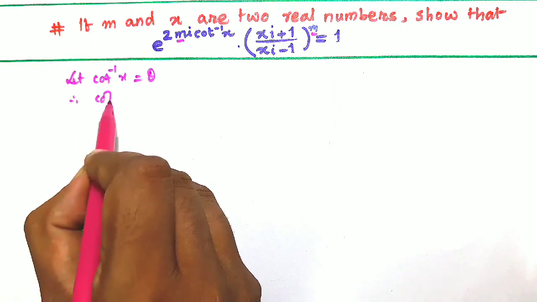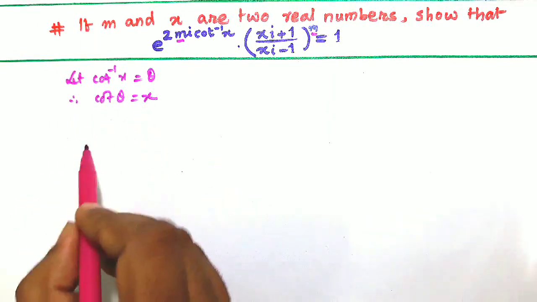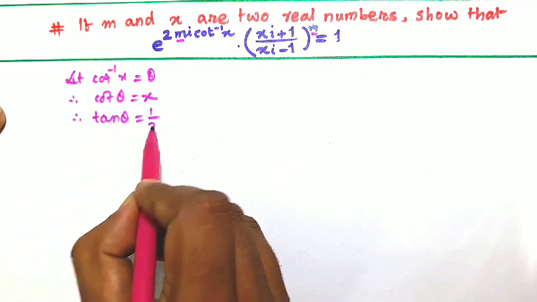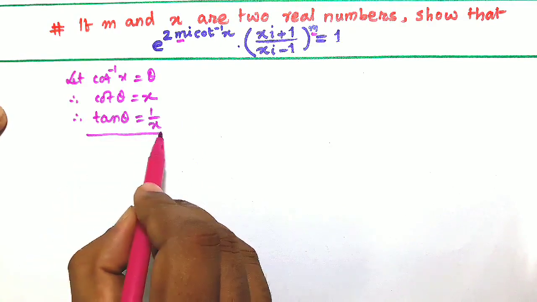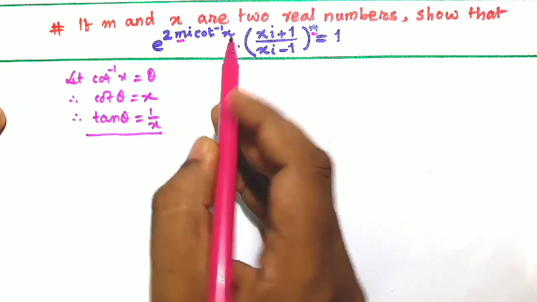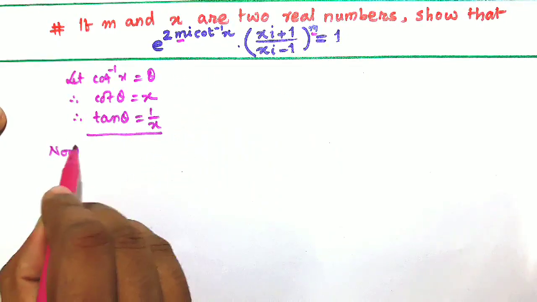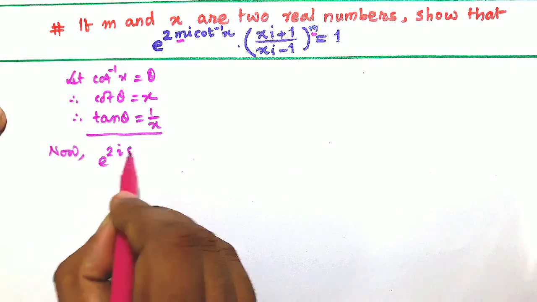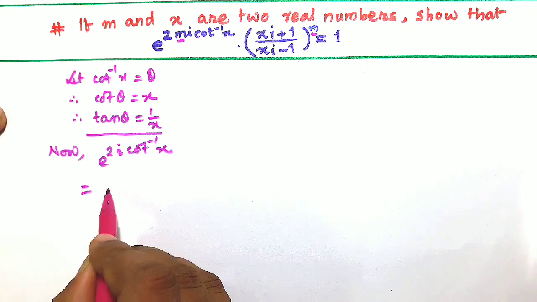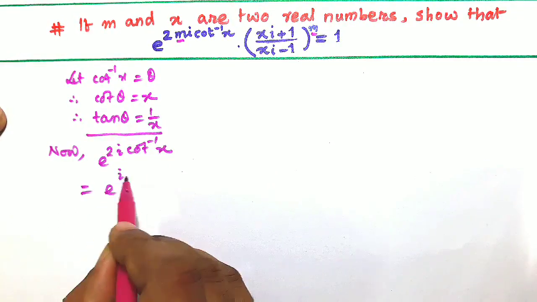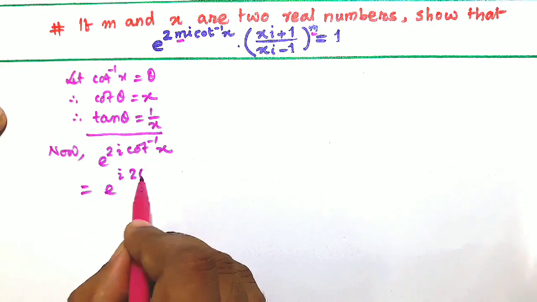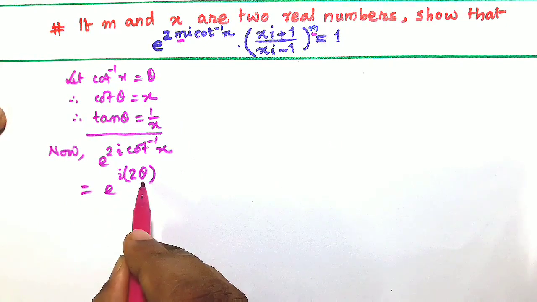Therefore, cot theta is equal to x. So friends, we can write tan theta is equal to 1 upon x. Okay. So tan theta is equal to 1 upon x. First of all, we take e to the power 2i cot inverse x. Now friends, e to the power 2i cot inverse x can be taken in this form. This is e to the power i into 2 cot inverse x, and cot inverse x is equal to theta. So this is e to the power 2i theta.